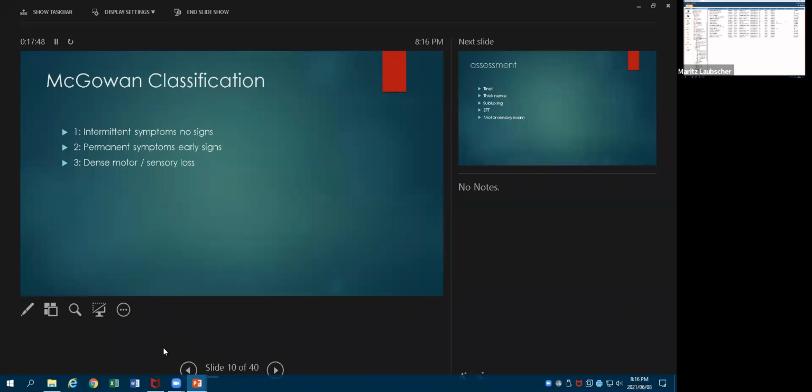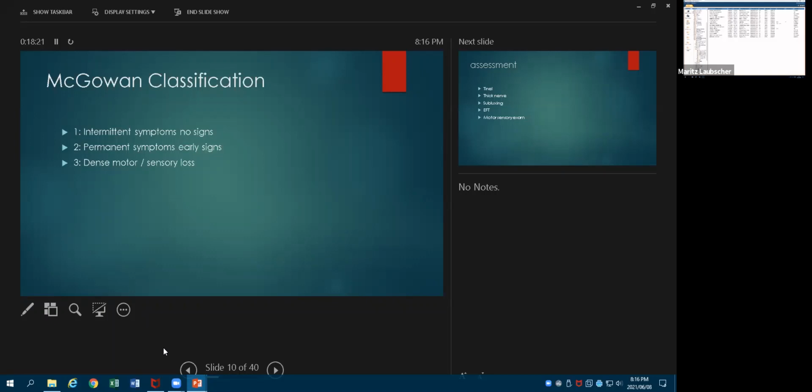So this is how you classify cubital tunnel syndrome. It's the McGowan classification. There is a modified McGowan, but let's just stick with this one for your understanding and simplicity. Number one, intermittent symptoms and no signs. The patient will tell you they get pins and needles at night, in the morning, when they brush their teeth, when they're on the phone, when they're bending their elbow, whatever. They get pins and needles when they're sitting, resting their arm on a surface, but there's nothing to find. Okay, that's a McGowan 1.